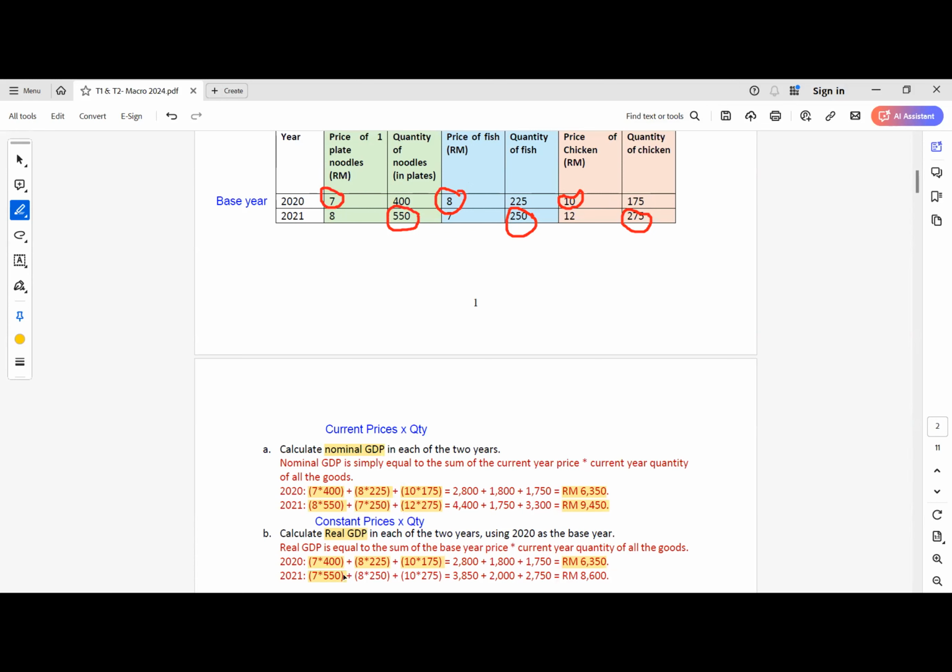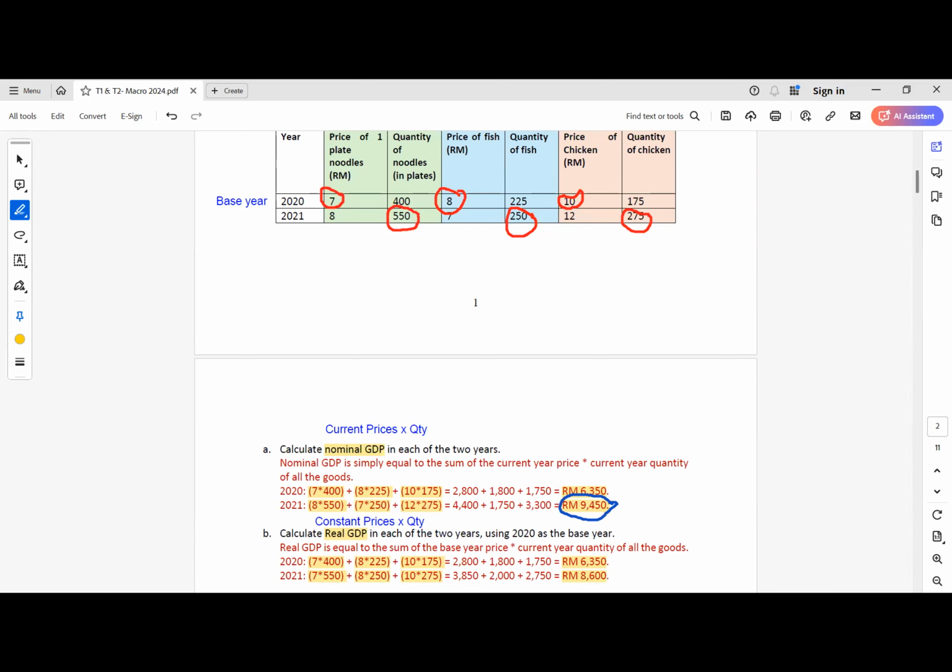Now, do you realize one thing here: when you convert your nominal GDP, which you calculated just now as 9,450 in 2021, into real GDP, you can see that the figure is slightly less. Why? Because we adjust it for inflation. So you can see the value is lower because we adjust it for inflation.